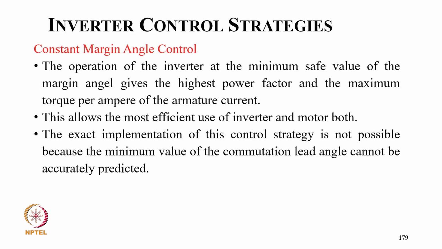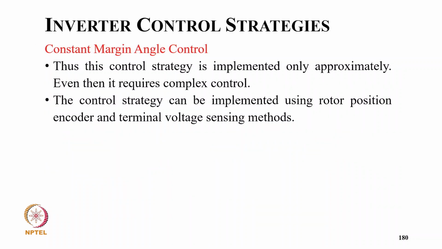So coming to constant margin angle control, operation of the inverter at the maximum safe value of the margin angle gives the highest power factor and the maximum torque per ampere of the armature current. This allows the most efficient use of inverter and motor both. Exact implementation of this constant is not possible because the minimum value of the commutation lead angle cannot be accurately predicted. Thus this control strategy is implemented only approximately. Even then it requires a complex control. The control strategy can be implemented using rotor position encoder and terminal voltage sensing method.